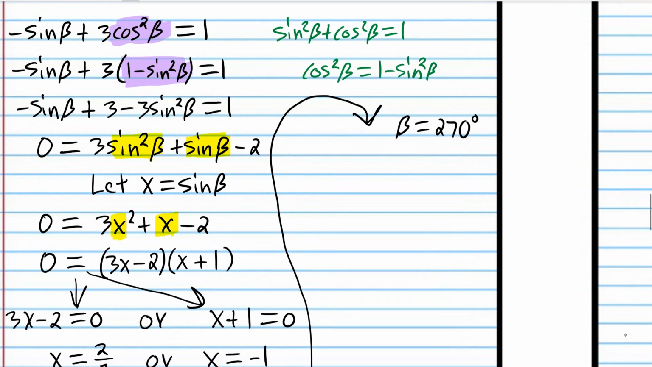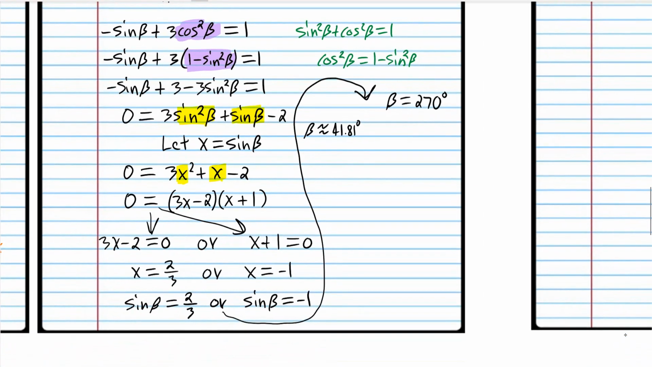So we get 41.81 degrees, and sine can be positive 2/3 in the first quadrant, or it can be positive 2/3 in the second quadrant.